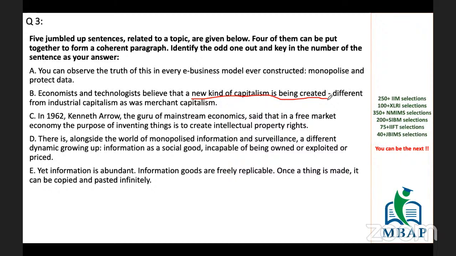Though the passage is related to economics and technology, we are not talking about any new kind of capitalism being created. So if I keep B, I'm basically introducing a new topic to my passage. All other four sentences are talking in different ways, but B has introduced a new topic to the passage, that is, a new kind of capitalism is being created. So here we can easily identify B as our out of context sentence. I hope my point is clear to you, everyone.